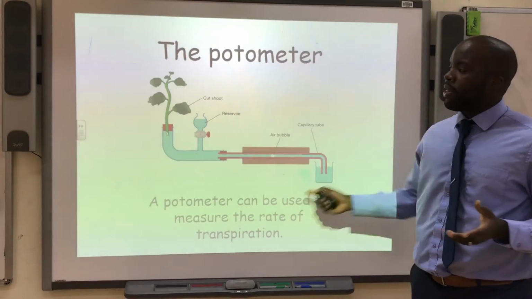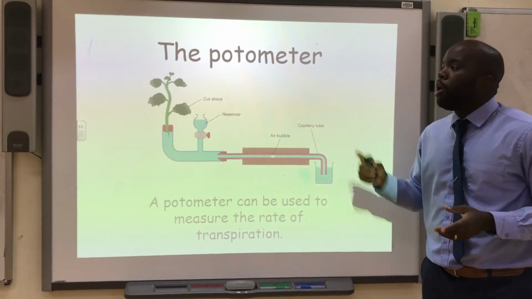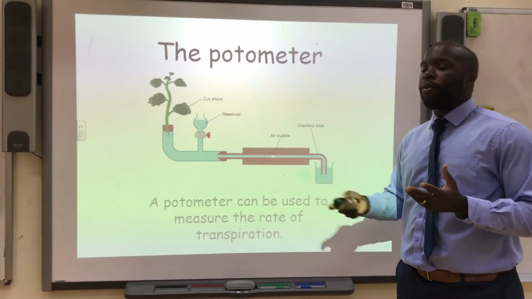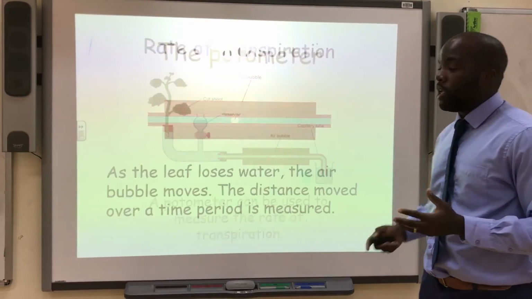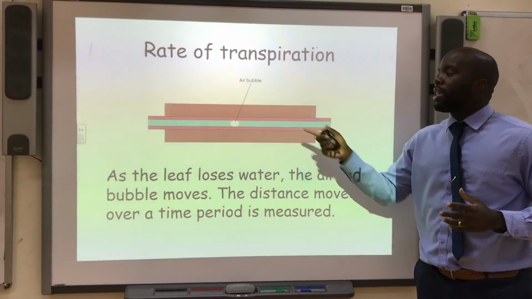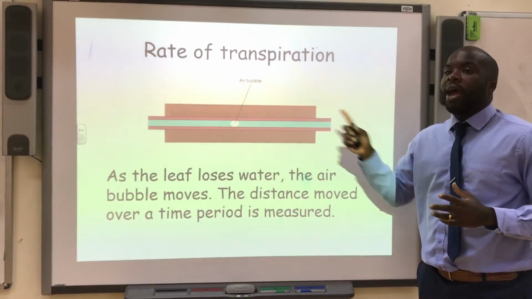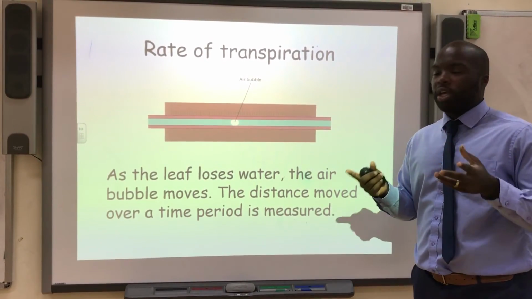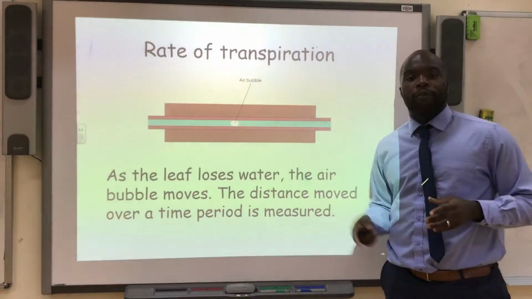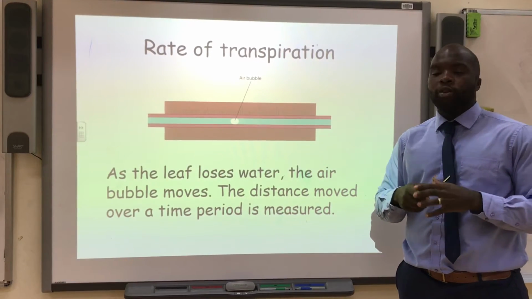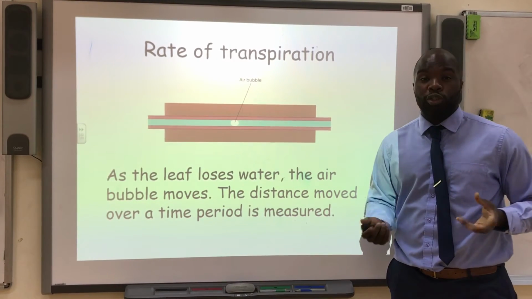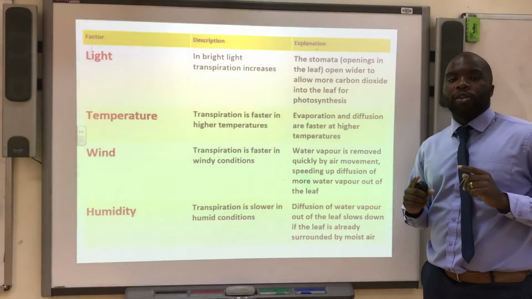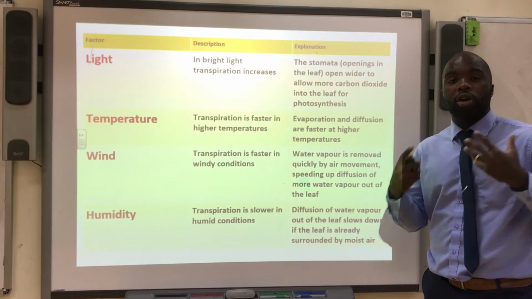So you may have apparatus set up like this, and quite simply, what you might do is change the conditions in which your plant is in and see whether that affects the rate of transpiration. The way that you would do this is by looking at the air bubble that we have here. As you change the conditions, as the rate of transpiration increases or decreases, that will affect the movement of the bubble. So be aware of that in terms of your exam paper and how they could ask you an exam question based on transpiration.